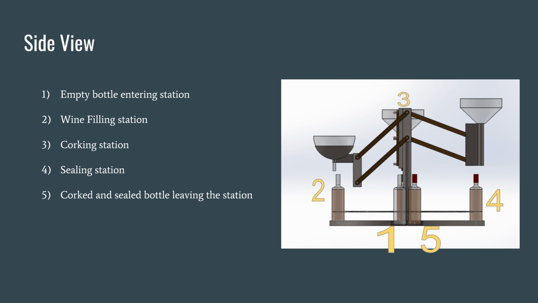Here is a side view of our workstation. The steps are the same as in the previous slide, this is just a different angle of view. In this image, station 3, the corking station, is behind the main support of this structure. Also in this image, the empty bottle from step 1 would come from behind the taker of this image over their left-hand shoulder, and then the full bottle in step 5 would come towards the taker of the image towards their right shoulder.